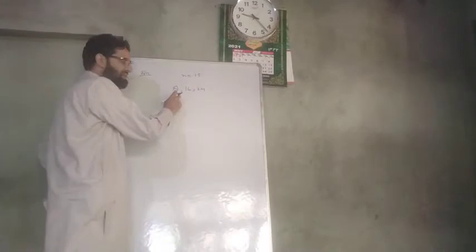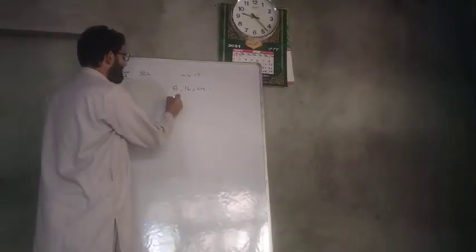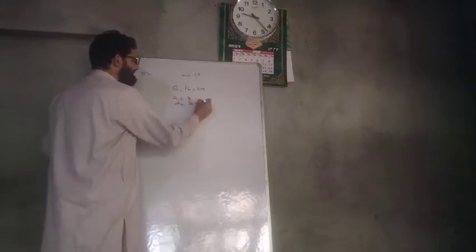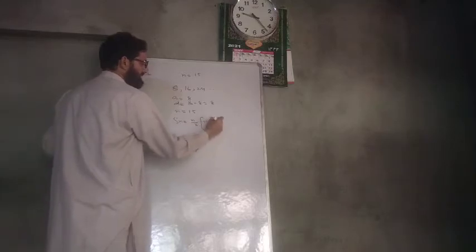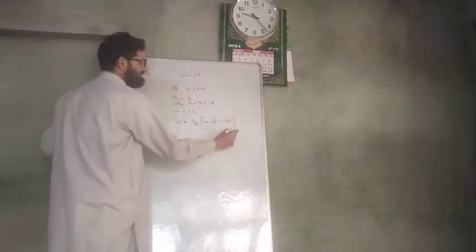What are the multiples of 8? 8 ones are 8, 8 twos are 16, 8 threes are 24, and so on. These are the multiples of 8, and you have to find the sum of 15 such integers which are multiples of 8. So here again a is equal to 8. What is d? d is 16 minus 8, it is again 8. So n is equal to 15. What is Sn? Sn is equal to n by 2 into 2a plus n minus 1 into d. I think this is very easy.